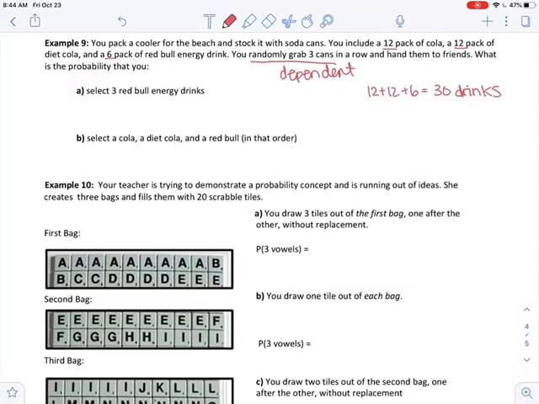So we're going to select 3 Red Bull energy drinks. So there are 6 total. So there's going to be 6 out of 30 that we can grab. If we grab 1, there's going to be 29 drinks left in there and 5 Red Bulls left in there. So we're going to multiply it by 5/29. If we happen to grab another one, that means there's going to be 4 Red Bulls left and 28 drinks left in the cooler. We multiply these all together and we get 0.005 as our answer.